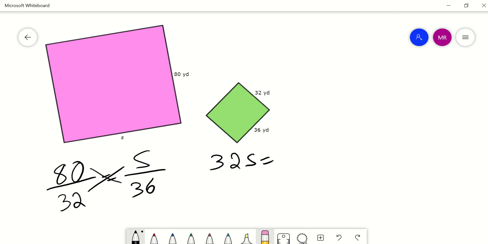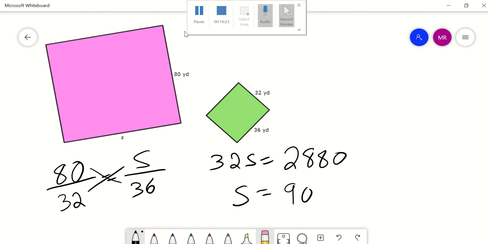80 times 36. So if this were a test question, I would probably tell you, you need to be told what corresponds to what. Now, sometimes you can obviously tell visibly, but this is one where you would have to be told. So if you came up to me during a test or a quiz, I would definitely tell you in that time. So we divide both sides by 32 and we get S equals 90.